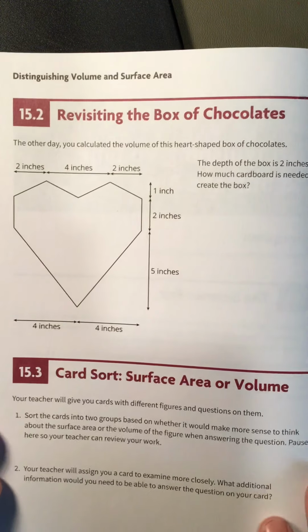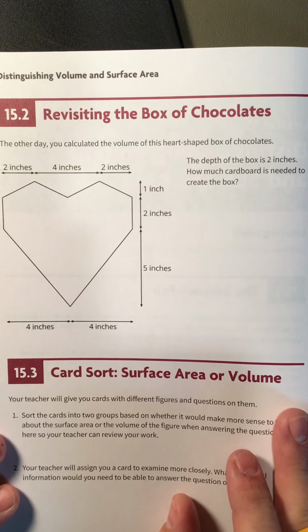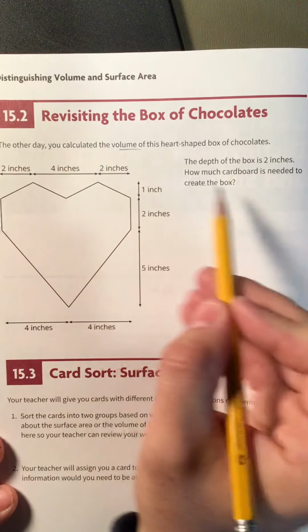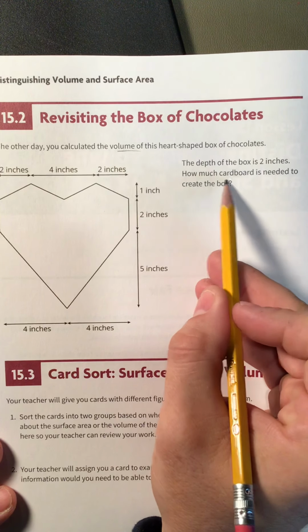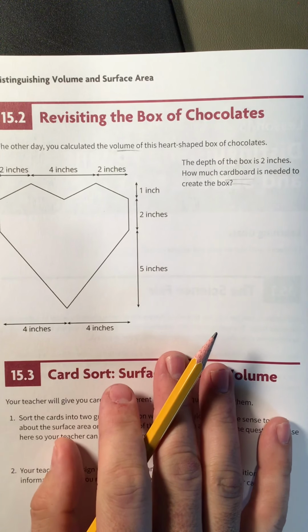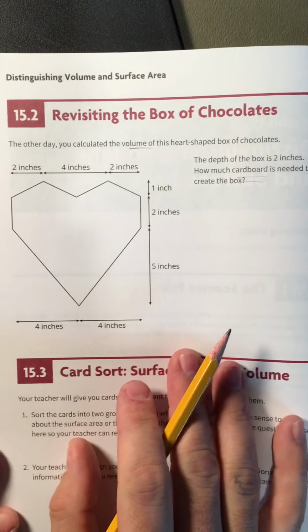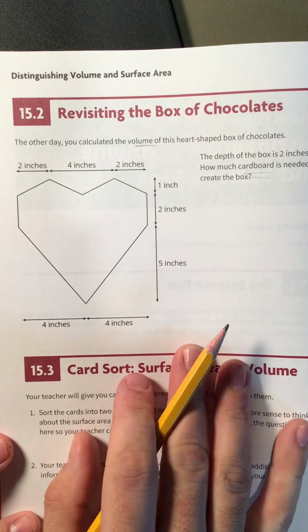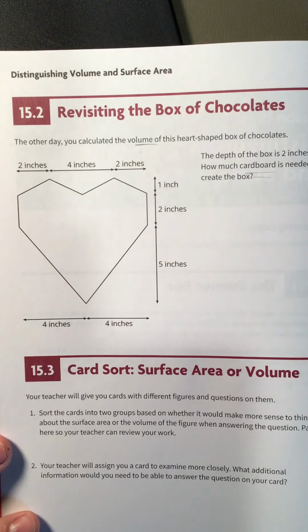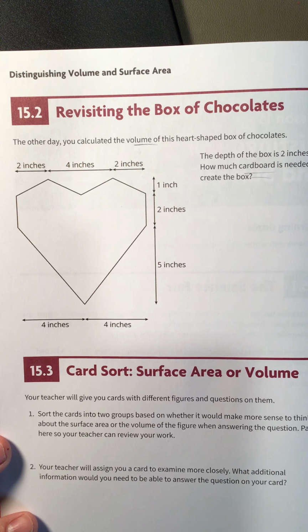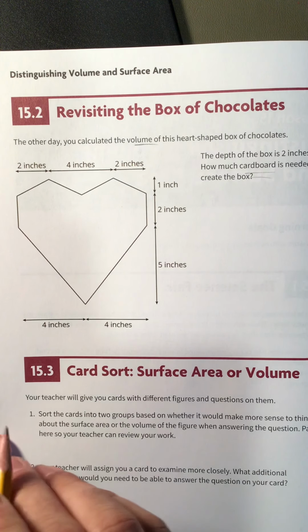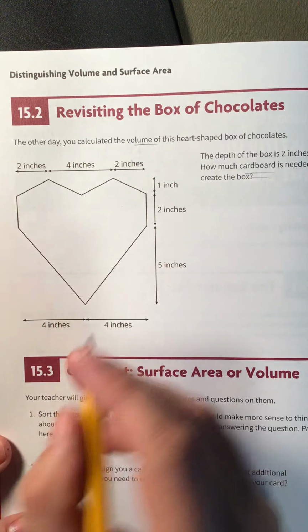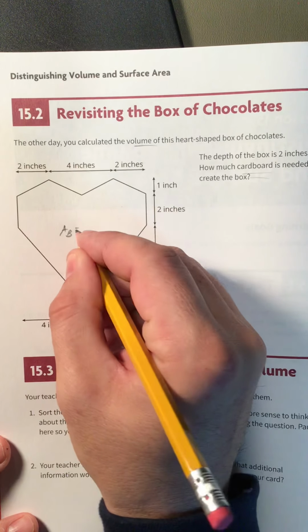All right, question number 2. It says the other day you calculated the volume. Now it wants us to figure out how much cardboard, so that would be the surface area of this box. A couple things to note on this. We did figure out the area of the base already a couple lessons ago. The area of the base was 40 from our notes.